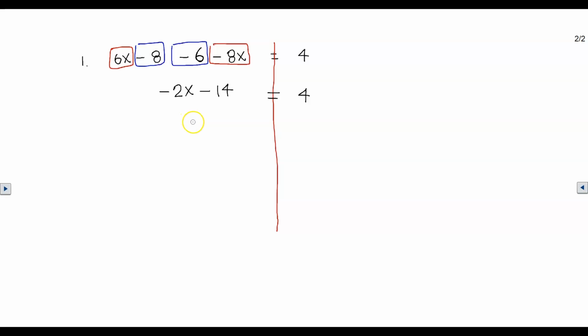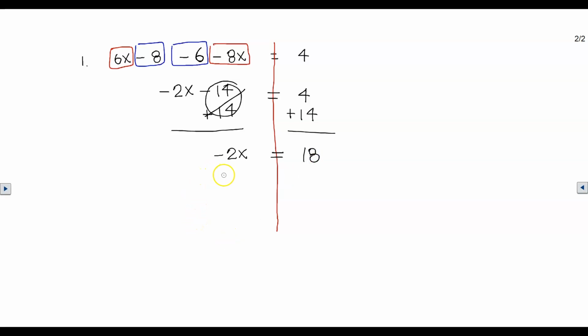Step 4 is to undo addition or subtraction. So when I look at this side of my equation, I see a negative 2x minus 14. I see subtracting 14. So to undo that, I will do the opposite and add 14. And remember, I will do that to both sides. These will cancel each other out, and I'll get negative 2x is equal to 4 plus 14, which is 18.